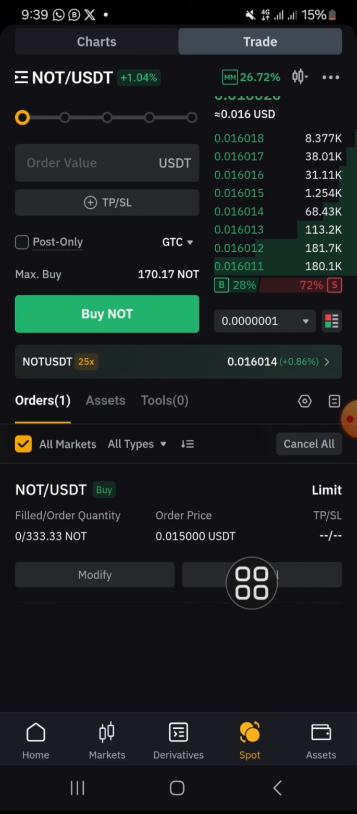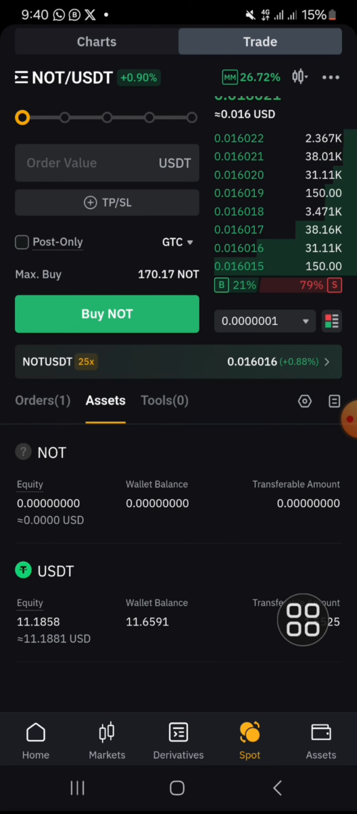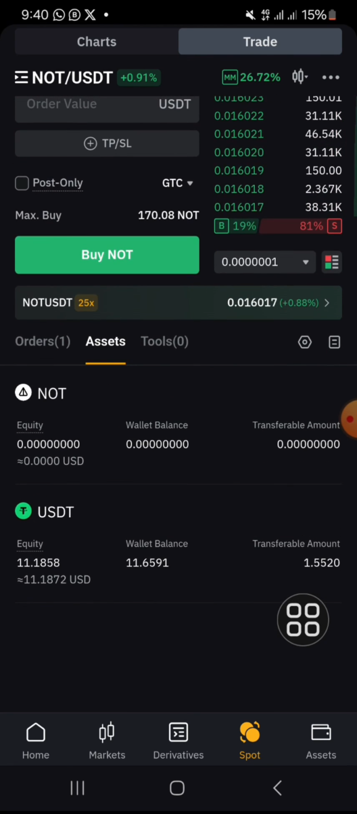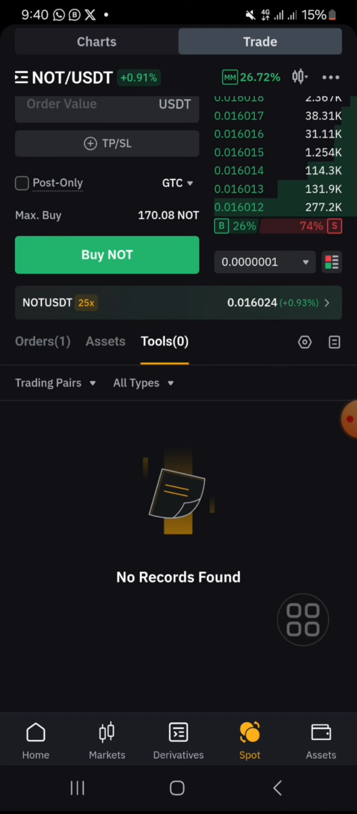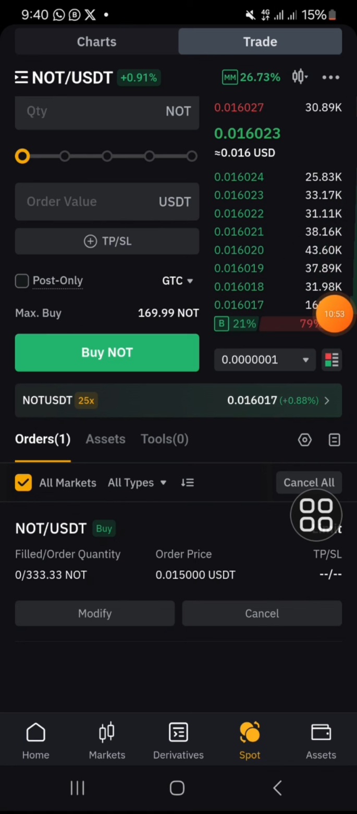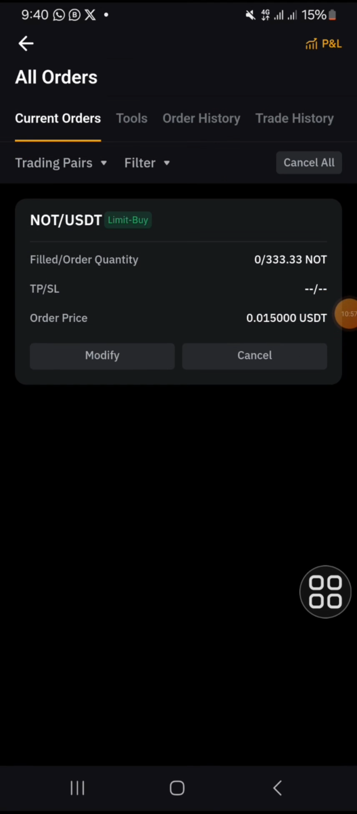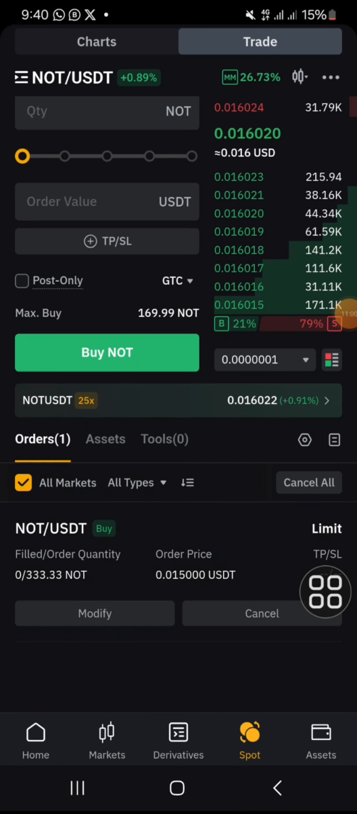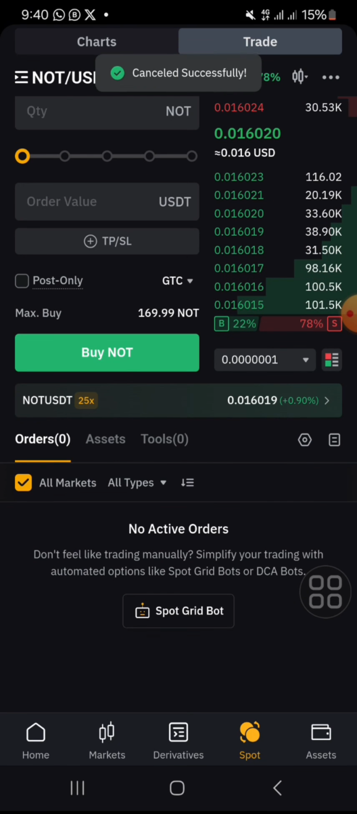If you want to cancel, click on cancel. And in this place, you see your assets, the number of USDT and the assets you have on your spot. And these are the tools and all those things. But right here, if you want to cancel any order, just come down here and click on cancel. Then in this place you can check your transaction history for all your orders. Right now I'm canceling this trade, so I'll just hit cancel.